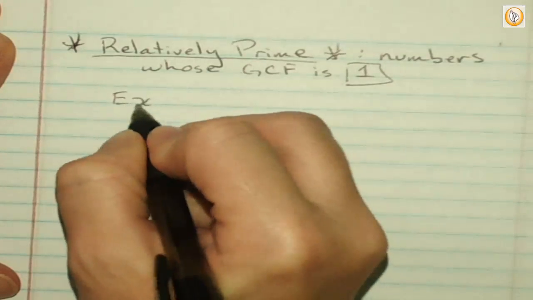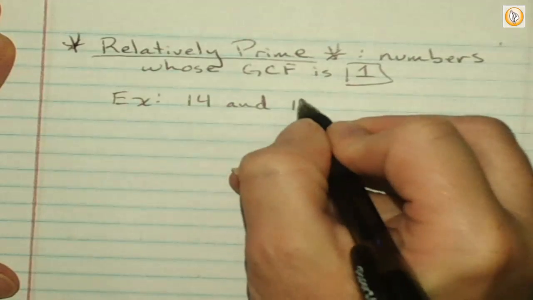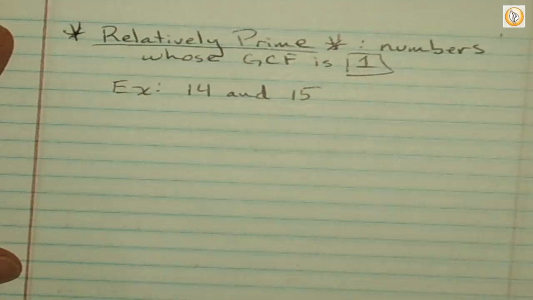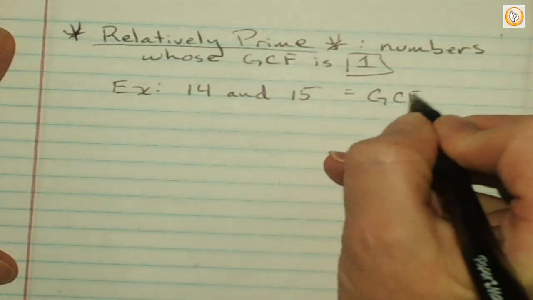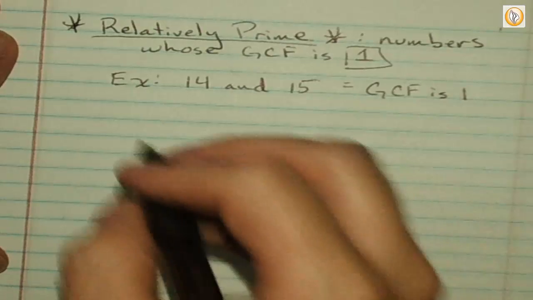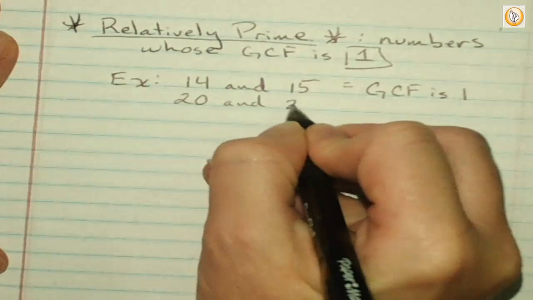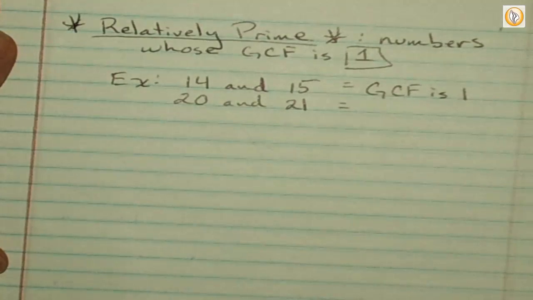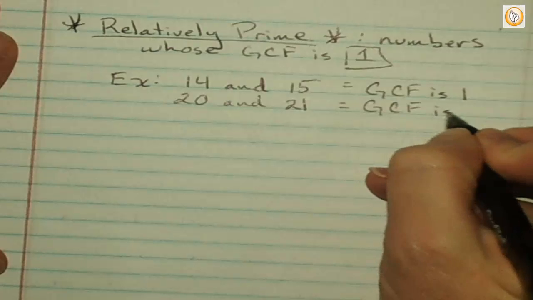For example, 14 and 15. If you were to do the factor tree out, their GCF is 1. That would be relatively prime. 20 and 21. They also do not have any common factors but 1. So their GCF is 1.